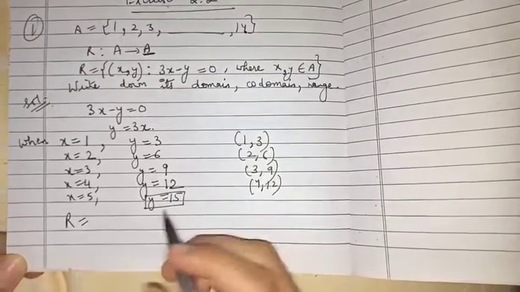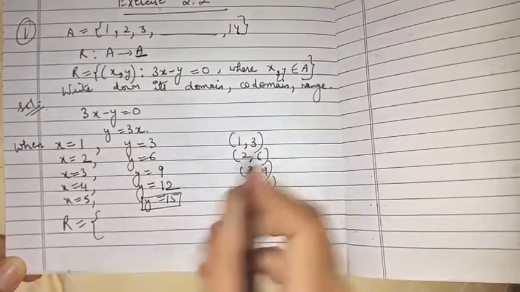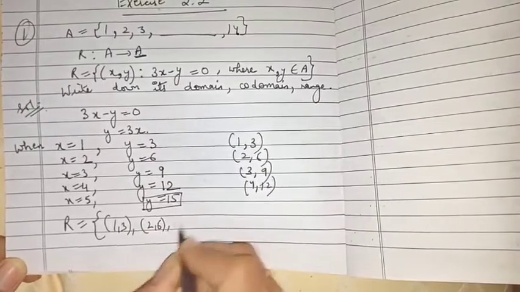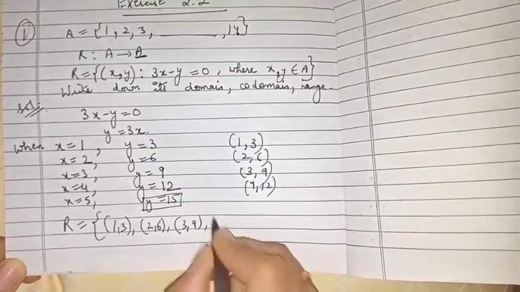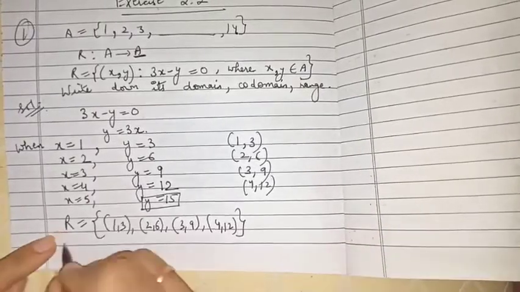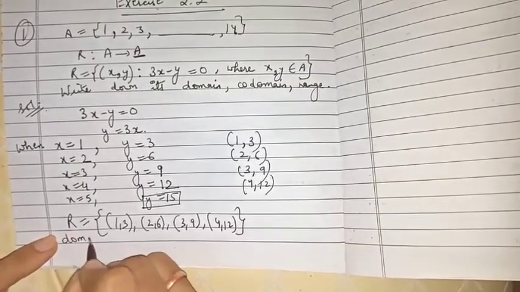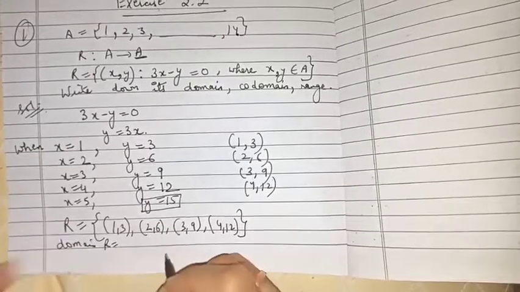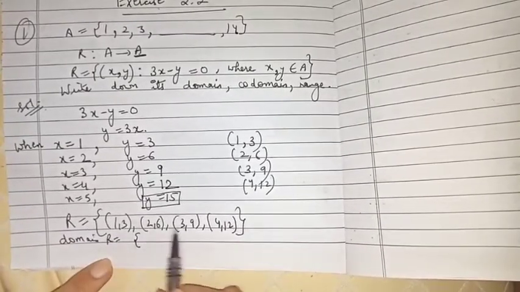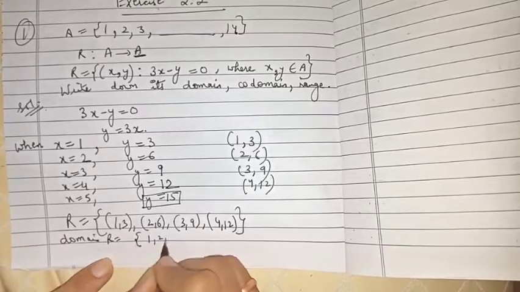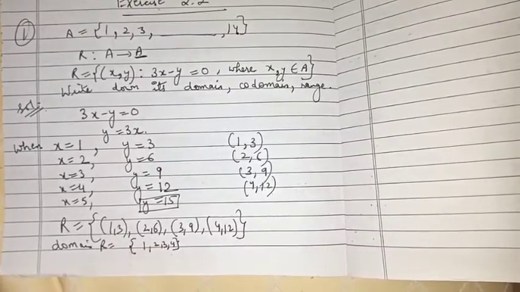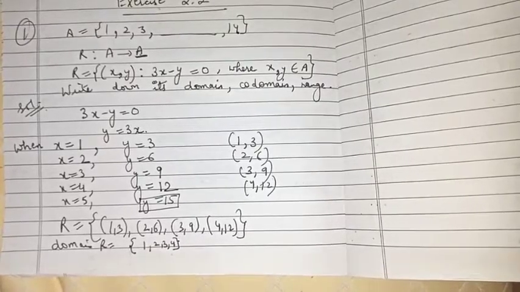Now it is okay. What is the relation? It is (1, 3), (2, 6), (3, 9) and (4, 12). This is my relation. What is my domain? Domain of R. Domain is the set of all the first elements. So what are the first elements? 1, 2, 3, 4. This is the set of all the first elements in the relation R.